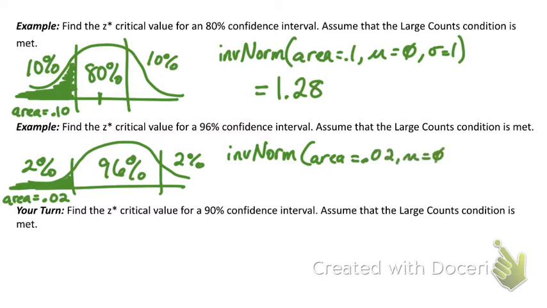Mean is 0. Good. Standard deviation is 1.